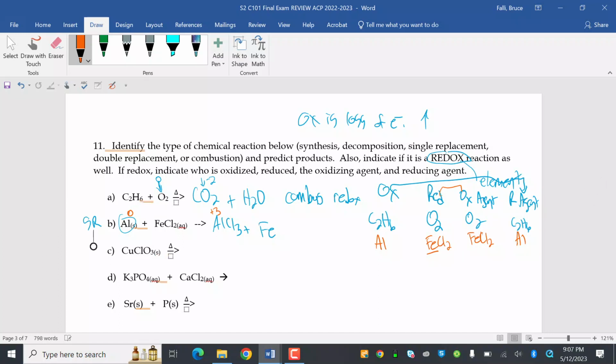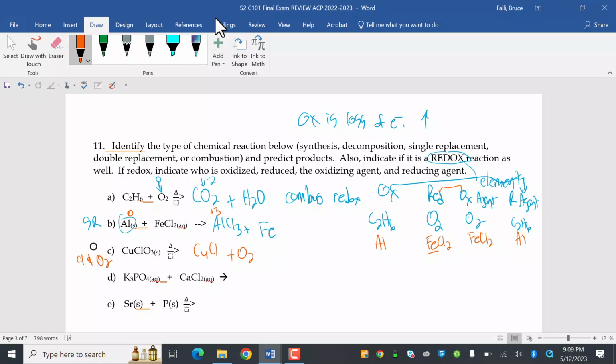CuClO3 is going to decompose. Ooh. I'm trying to remember how this one goes. CuClO... is that it? Hold on. Okay, so a quick little refresher here. I have CuCl plus O2. So chlorates turn into the chloride and O2.